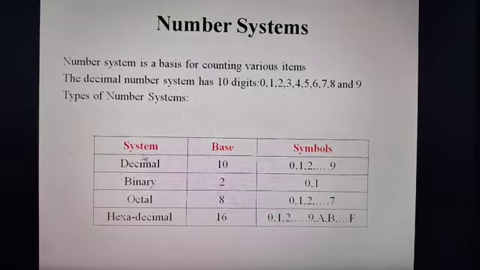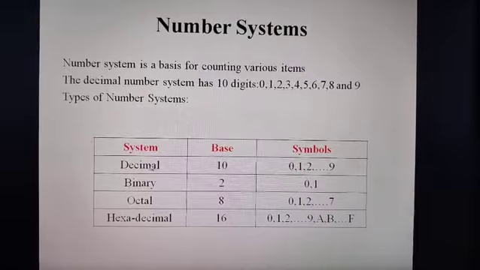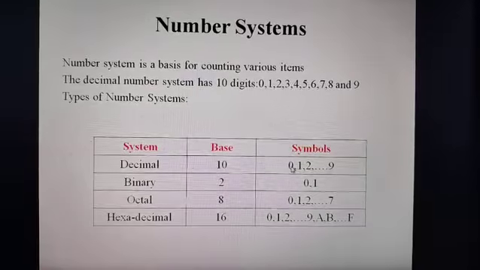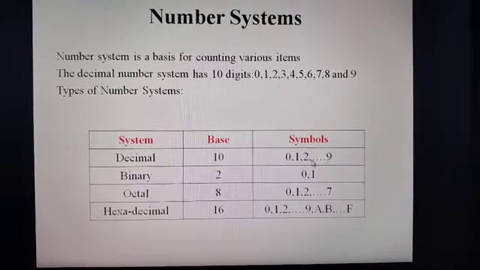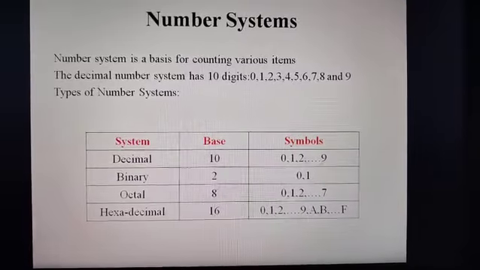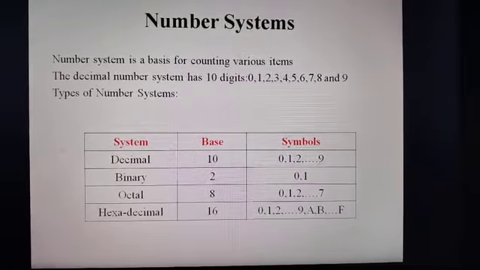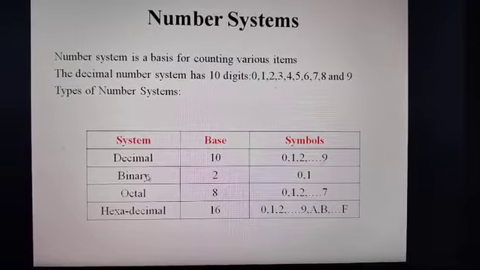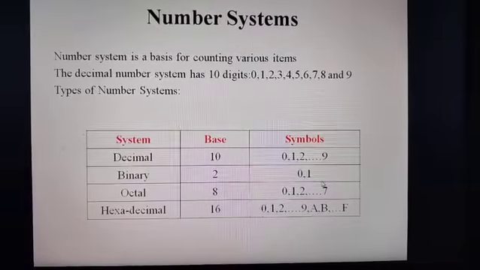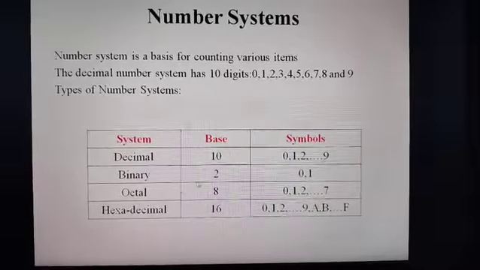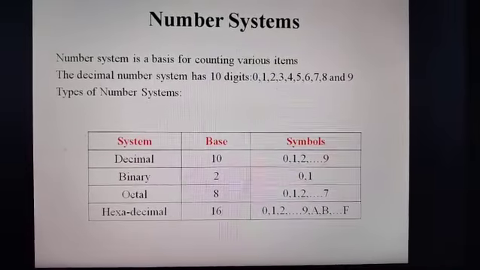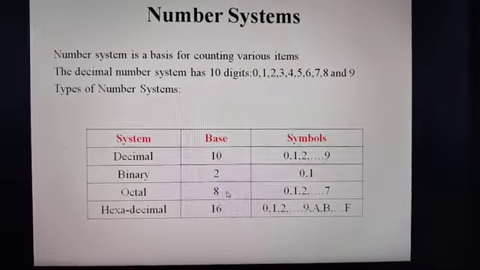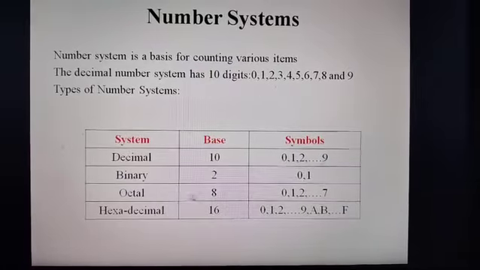Basically, we have 4 types of number systems. First one is decimal, which contains the values from 0 to 9. That is, the total number of values will be 10. That's why the base value of decimal is specified as 10 here. And binary contains the values 0 and 1, and the base value is 2. Octal has the values from 0 to 7, which is a total of 8 values. That's why the base value of octal is 8.